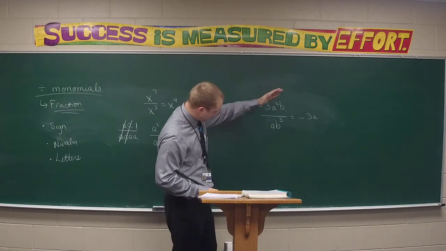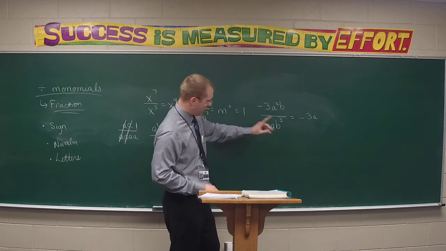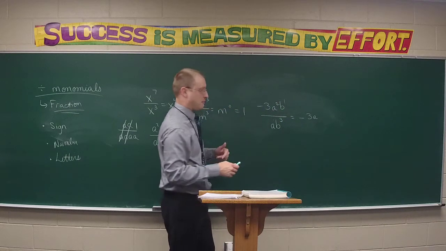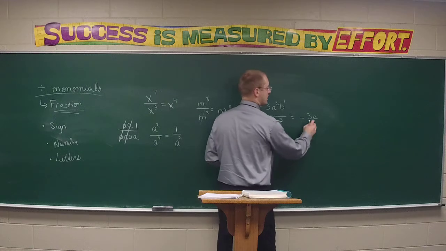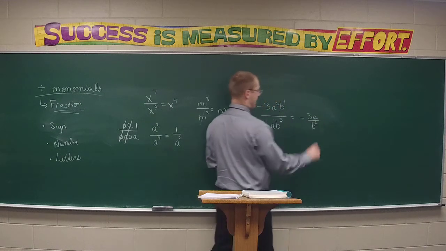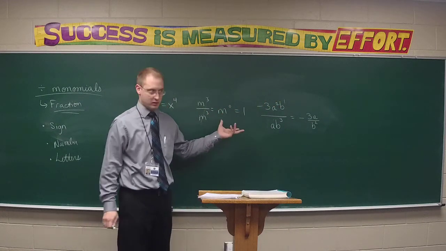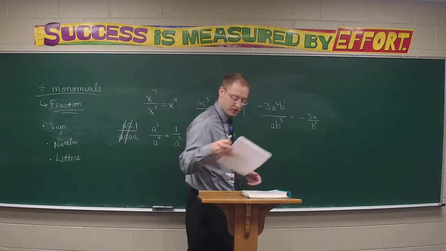I've got b divided by a b cubed. Subtract the exponents to get 3 minus 1, class, is 2, but where do I leave the b squared? In the denominator, like so. Any questions on this? All right, we've done similar things this year already.